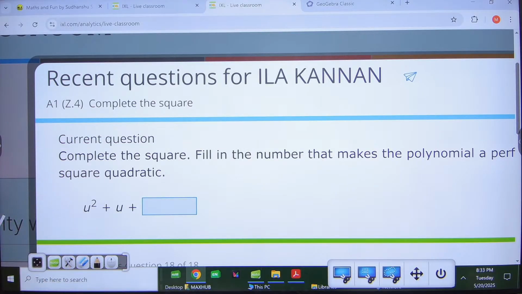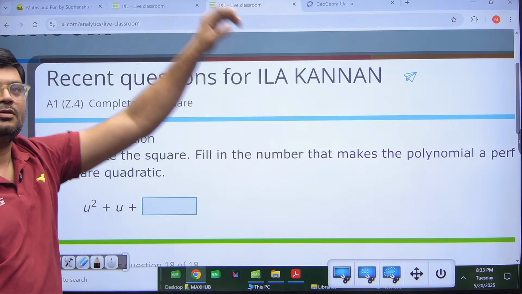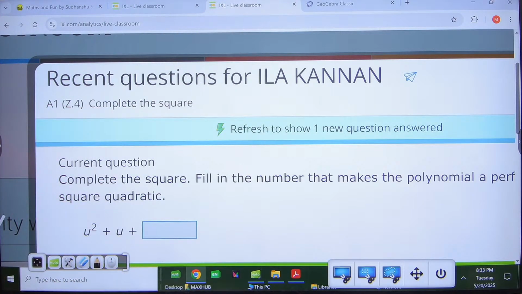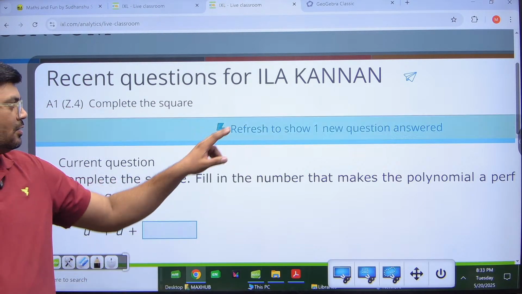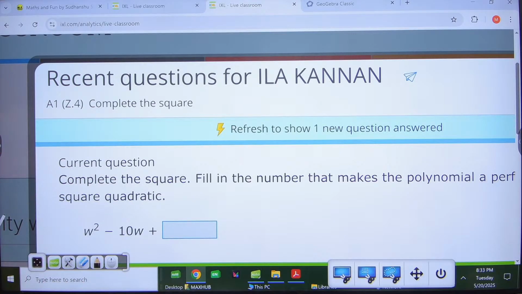So here what will be the answer? 1 by 4. Oh, yeah. So here it will be 25 by 4. So why? How? Sorry, my fault. 25 only. What a blunder I am doing. 25 only. No, sir, I don't know. I finished the question after that.